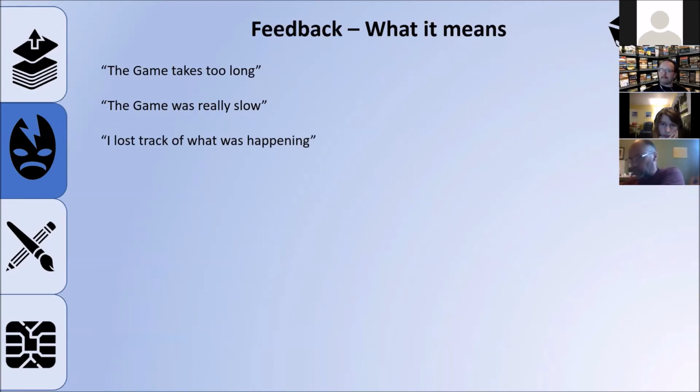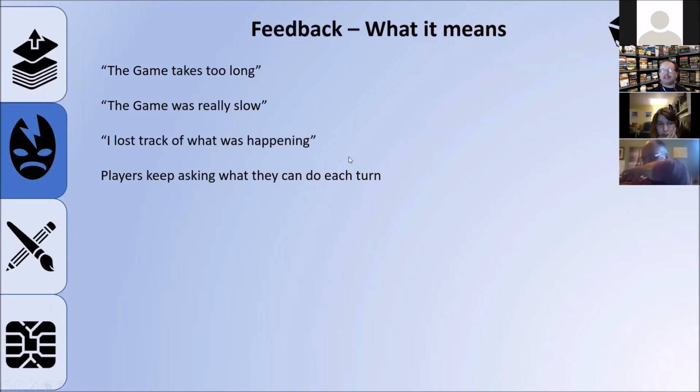I lost track of what was happening. For someone who's playing it for the very first time in the first few turns, that's not uncommon. But if they're later into the game, later into your playtest, they've gone through a few turns successfully, and they're telling you that they've lost track of what's happening, then there's an issue that you need to look at that point.